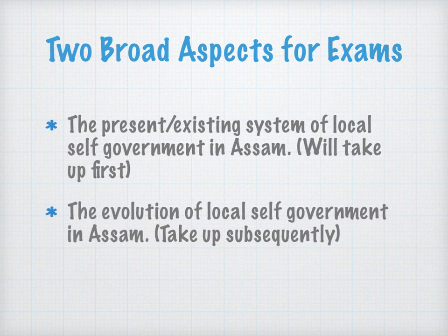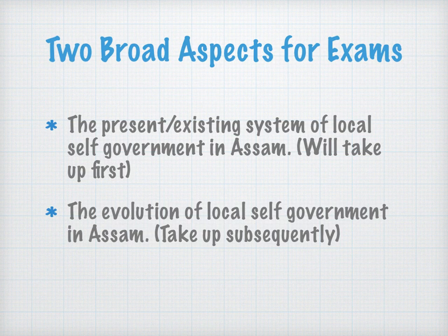They are the present or existing system of local self-government in Assam. This particular part we will take up first, and then the other part is the evolution of local self-government in Assam, which we will take up subsequently. So these are the two broad aspects which you need to study for the purpose of examinations: the present or existing system of local self-government in Assam, and the other one is the evolution of local self-government in Assam.